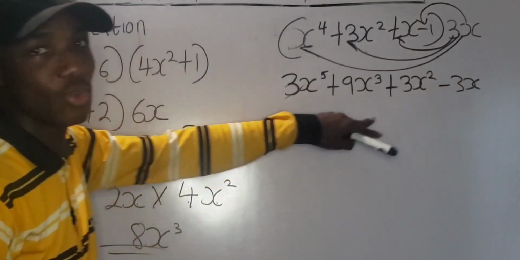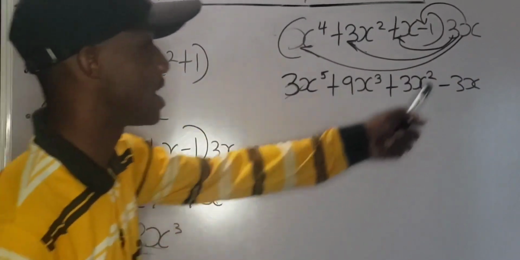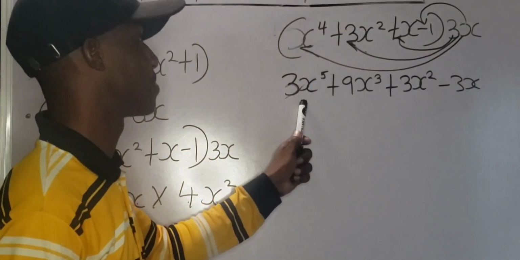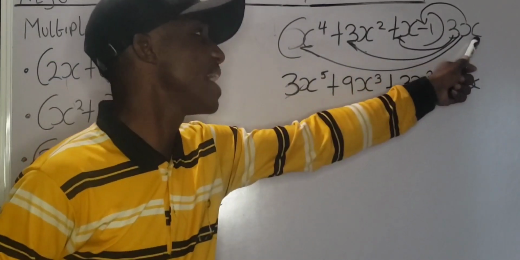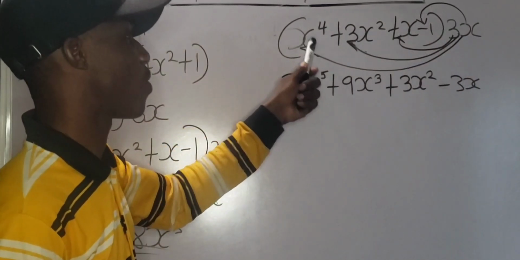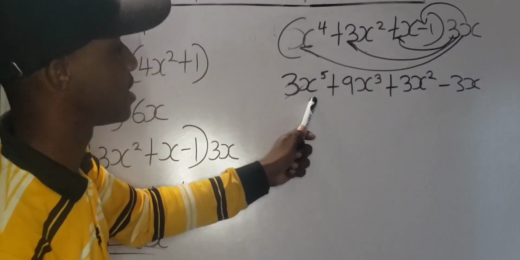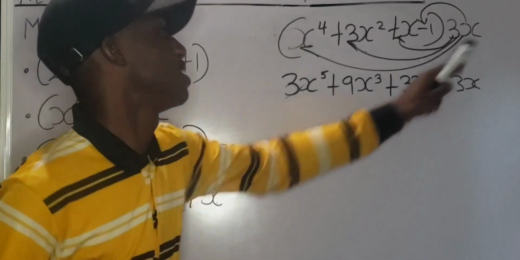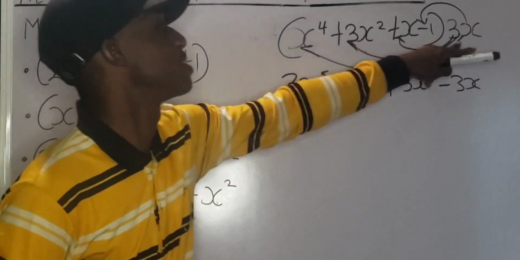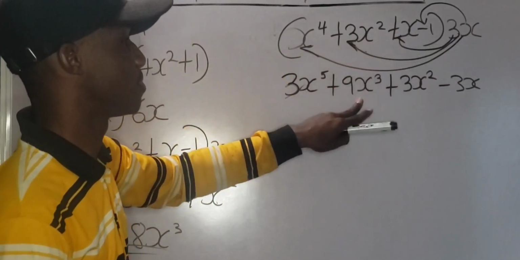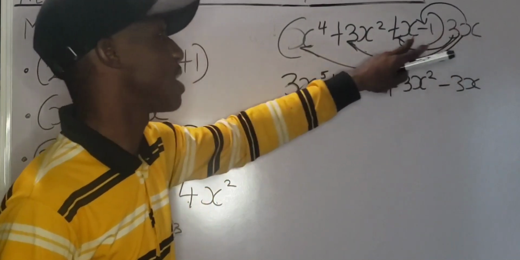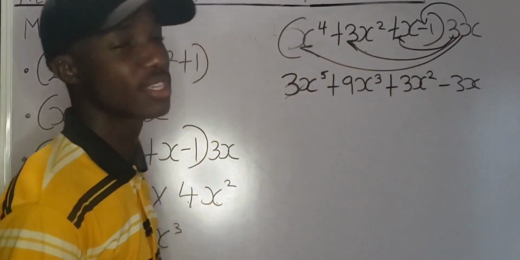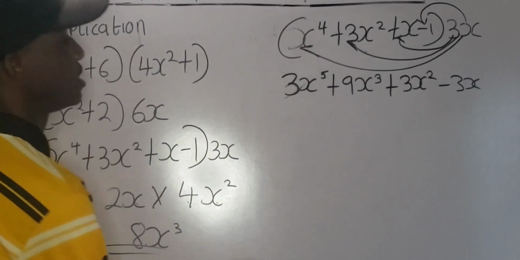Please, do you understand how I got this? The first part is that I multiply this by this. I got the first term. 3x multiplied by x raised to the power of 4 gave me 3x raised to the power of 5. That is how I got the first term. The second term, 3x multiplied by 3x squared, I got this. 3x multiplied by minus 1, I get minus 3x. Okay, let's proceed.